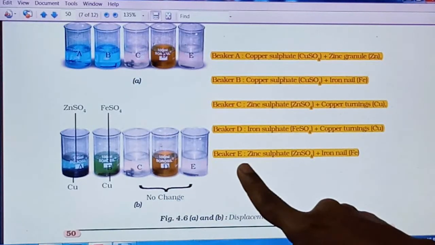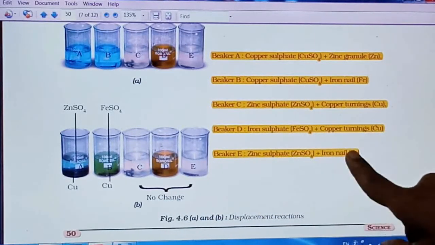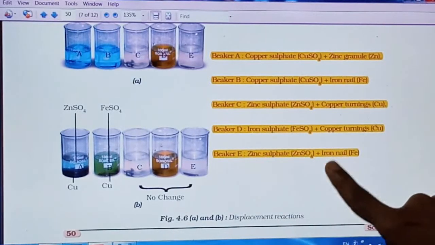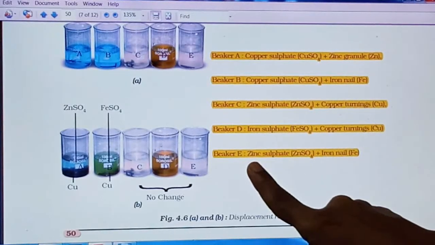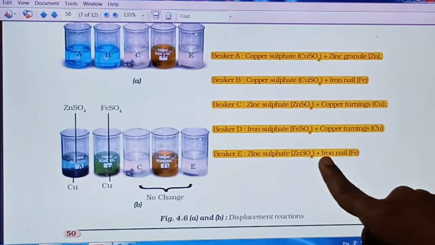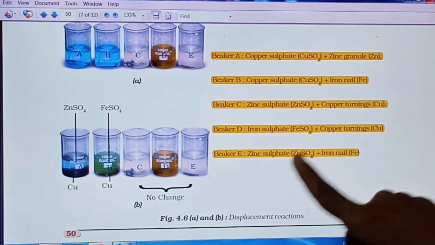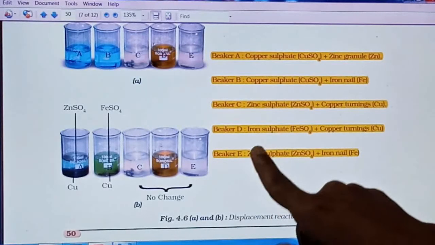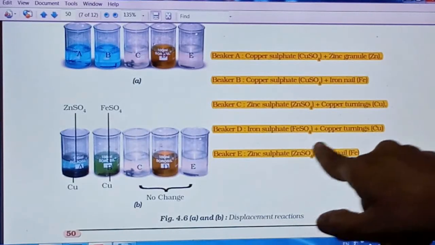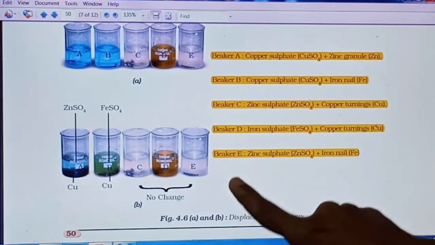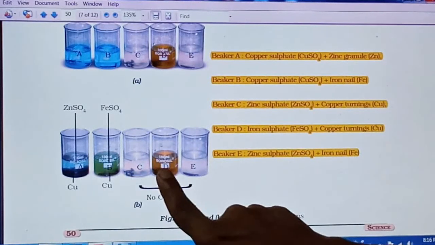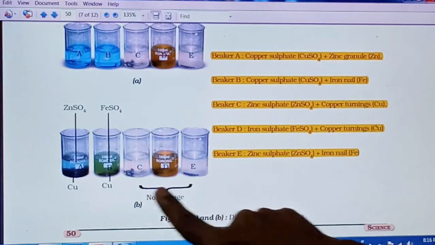And the last beaker is there, zinc sulfate with an iron nail. Now if you compare zinc and iron, here also iron is weak as compared to the zinc, because zinc is above and iron is below that. So iron is less reactive than the zinc and zinc is more reactive than the iron. So it forms the stronger compound here. So iron cannot displace the zinc. So here also we cannot see any reaction. That's why in beakers C, D and E no change is there, right?